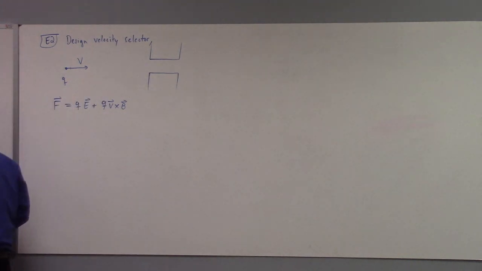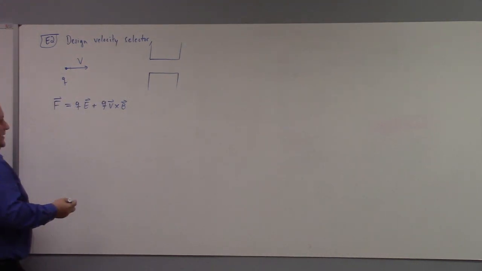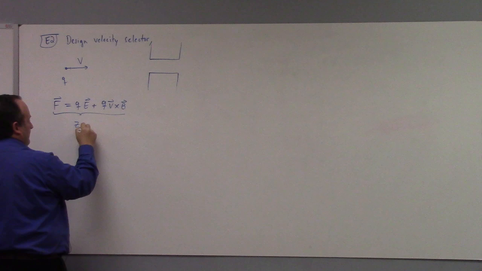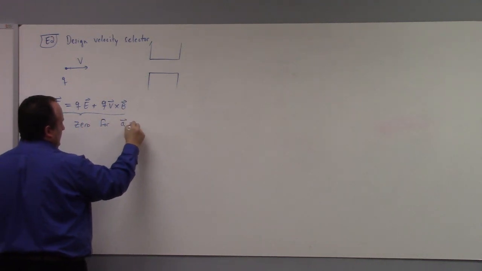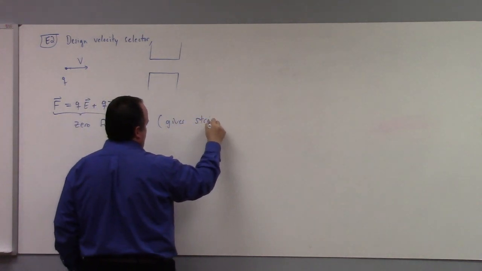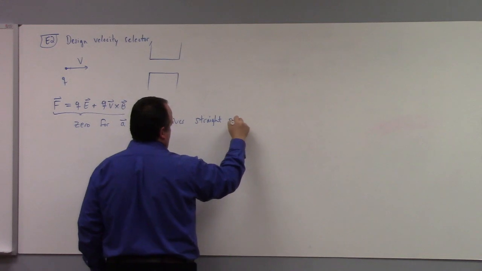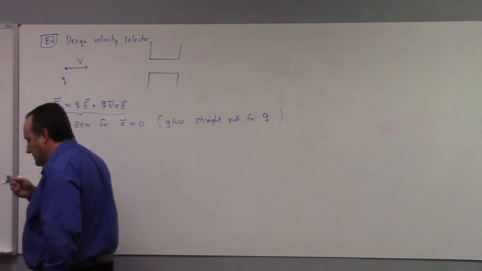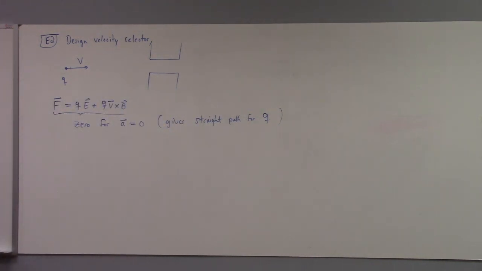So how do you achieve that? Well, we want this to be 0, for acceleration equals 0, which gives a straight path for q. Acceleration 0 gives a straight path for q. How would you achieve this goal? So v cross B goes which direction? Let's think through it.